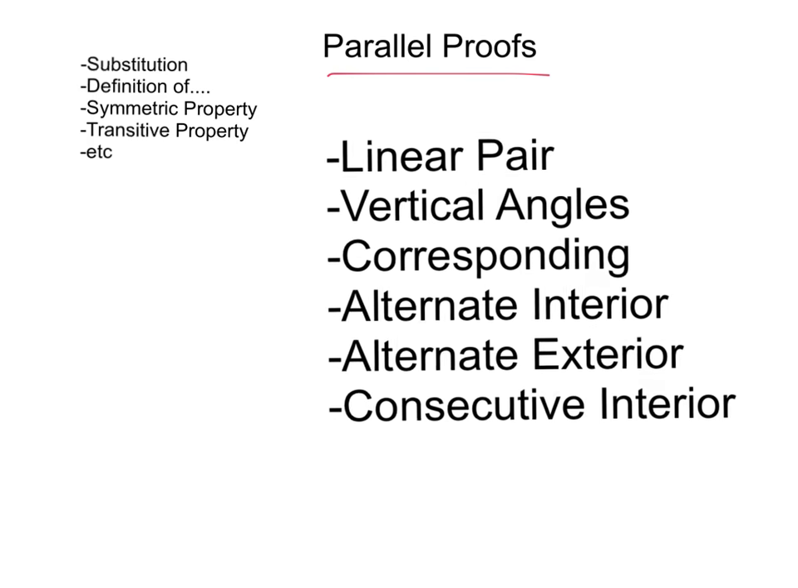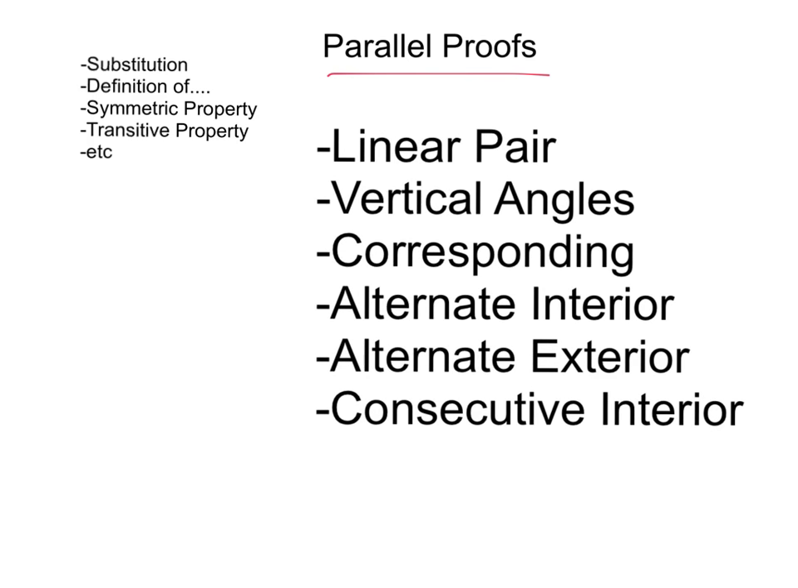So basically, you've got your linear pairs, vertical angles, corresponding angles, alternate interior, alternate exterior, and your consecutive interior. If you could prove any of these relationships, for example, if you have alternate interior angles that are congruent, you've got parallel lines. If you've got corresponding angles that are congruent, you've got parallel lines. If you've got consecutive interior angles that are supplementary, you've got parallel lines.